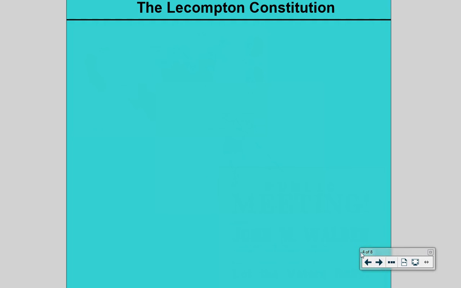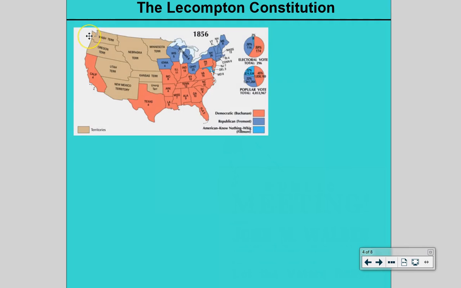The first constitutional issue that we want to talk about is the Lecompton Constitution. A little bit of background. 1856, we have a presidential election, and President Buchanan comes in. He's going to have a very rocky presidency. He goes down as one of the worst presidents ever because he didn't do a lot to try to stop the coming of the Civil War, but that was kind of the way that he saw things.